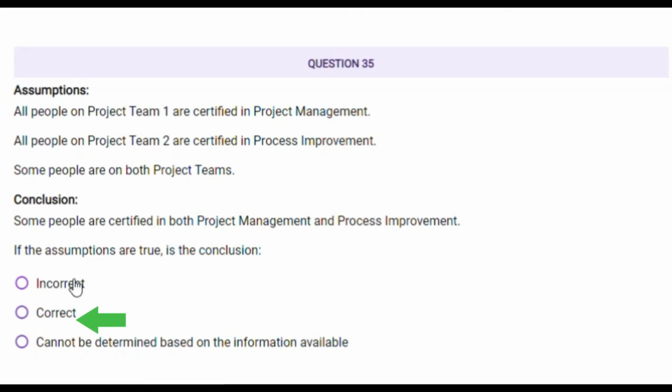Correct answer, correct. Answer explanation, because some people belong to both teams, and each team requires a different certification, those shared members must have both certifications. Therefore, the conclusion logically follows from the assumptions and is correct.